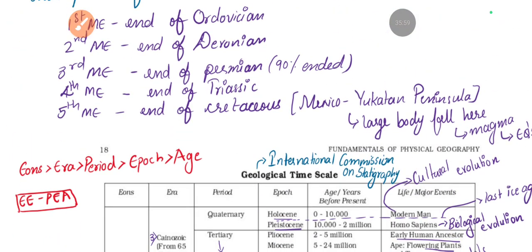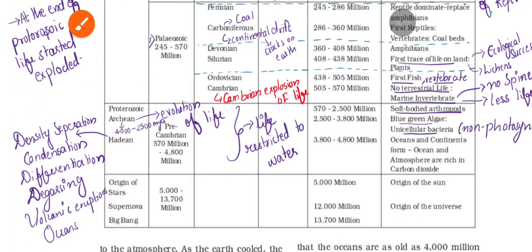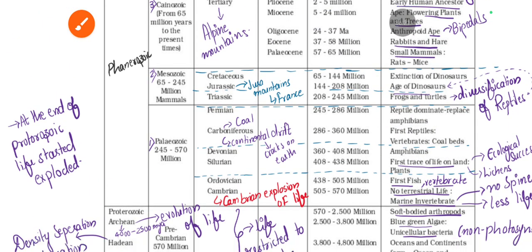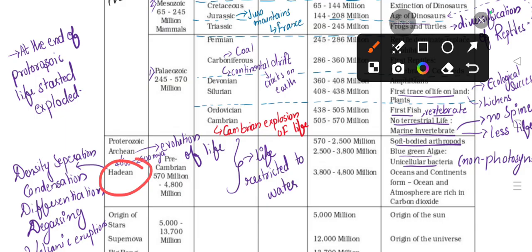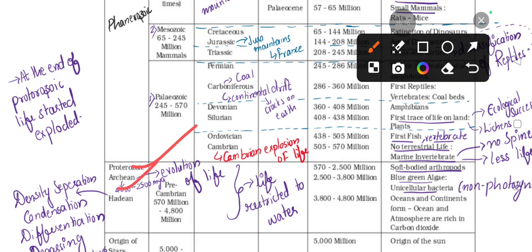So I have told you the geological time scale. If you divide it into different things, we can divide into eons, era, period, epoch and age. You can remember with the mnemonic EEP: eon, era, period, epoch, age. There are 4 important eons: Hadean, Archean, Proterozoic and Phanerozoic. We are staying in the Phanerozoic, but if you look at the events that happened in the Hadean eon, they are the density separation, condensation, differentiation, degassing, volcanic eruption and the formation of the oceans. Next, under the Archean and during the Proterozoic, we have seen the origin and evolution of life.